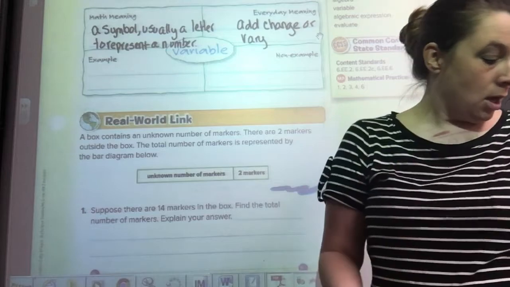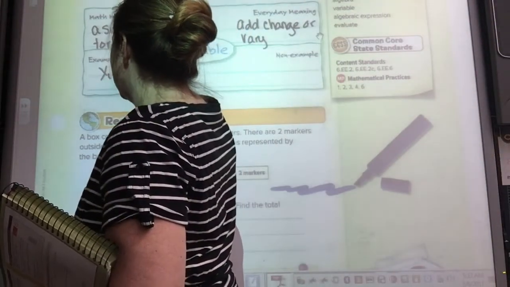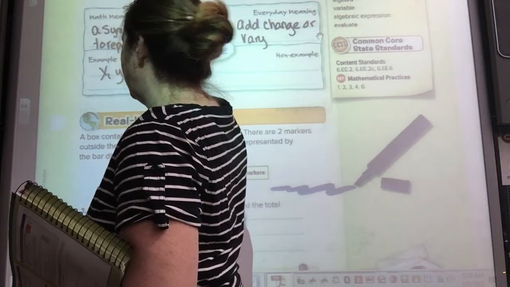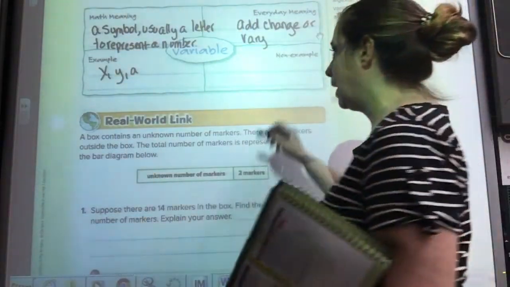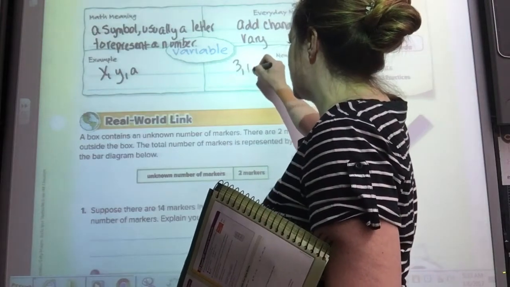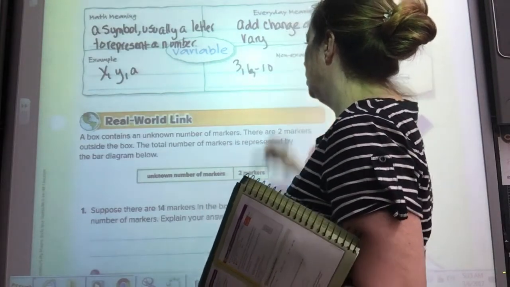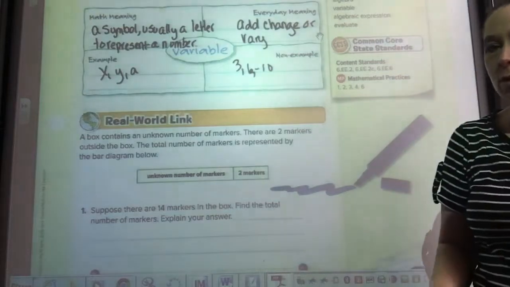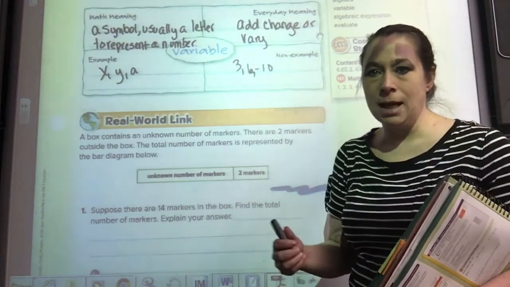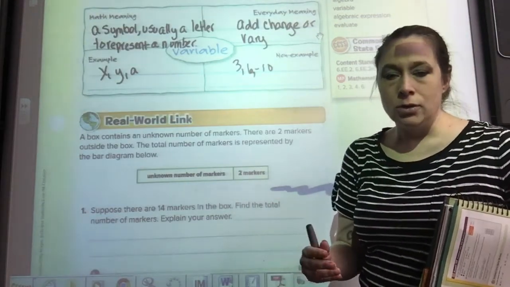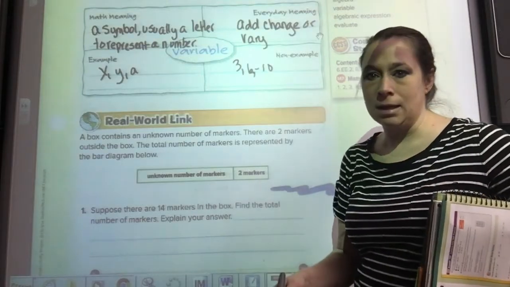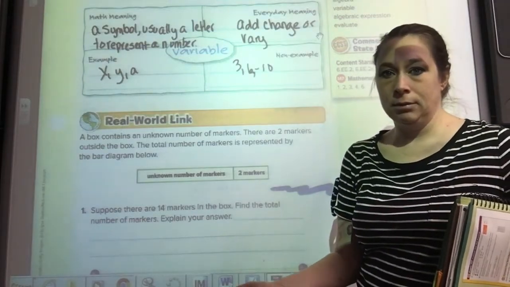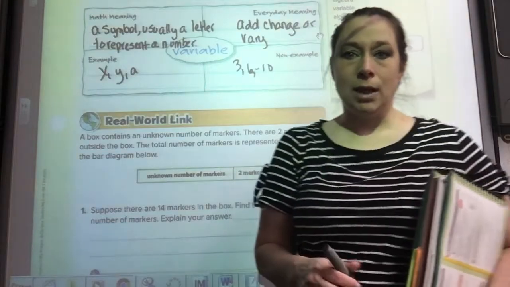All right. So an example of a variable is x and y, a, any letter that you can plug in for a number. And a non-example is like 3, 6, -10. Okay, those are non-examples. You don't want to use numbers as a variable. A variable is like an unknown. So if there's something you don't know, you just kind of plug in a letter. So if I do x, this is going to happen. Okay? And you can plug in a variety of things, all right?